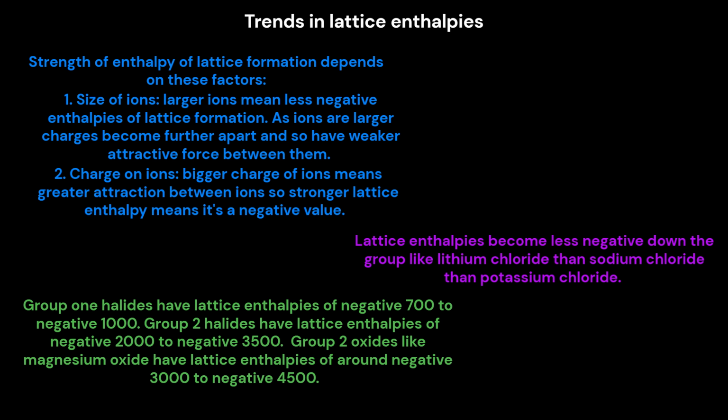Group 1 halides have lattice enthalpies of -700 to -1000. Group 2 halides have lattice enthalpies of -2000 to -3500. Group 2 oxides like magnesium oxide have lattice enthalpies of around -3000 to -4500.